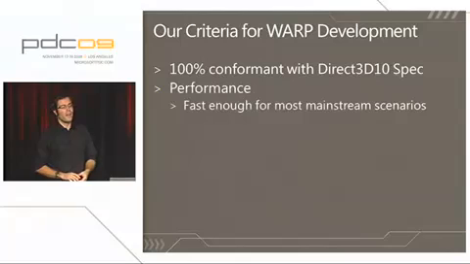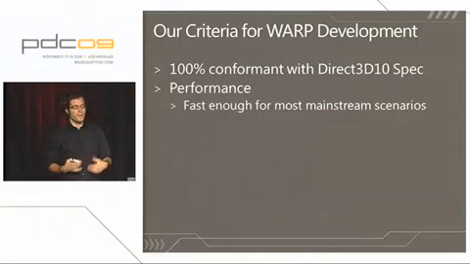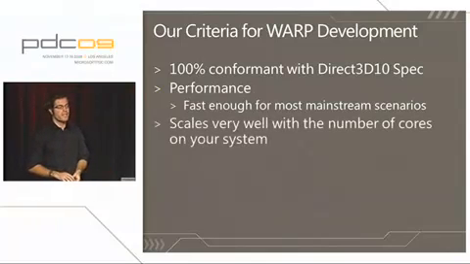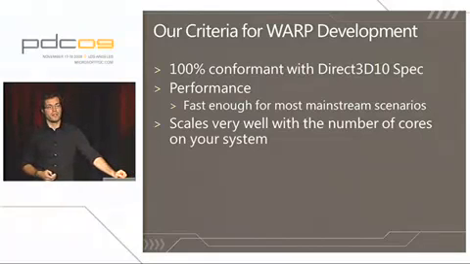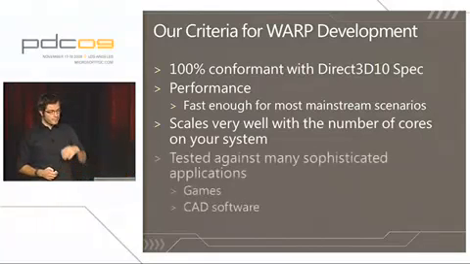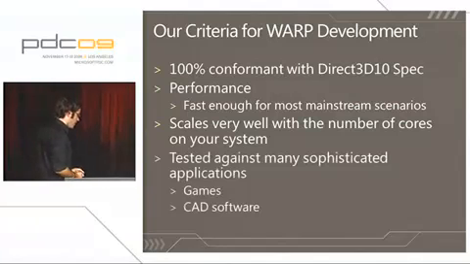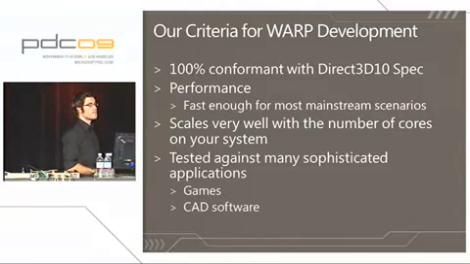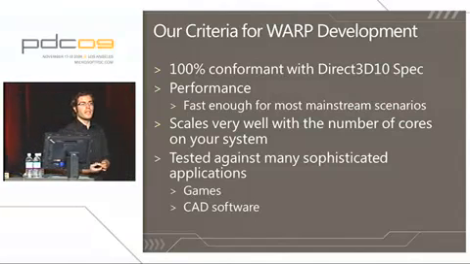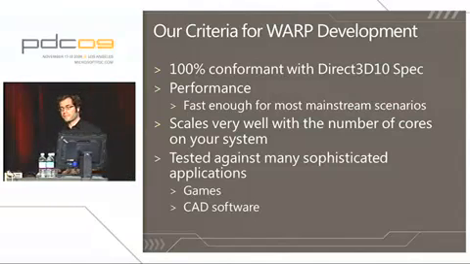The way that we tried to target fast was, we believe it's fast enough for most mainstream scenarios. The most important thing to note is that it scales really well with the number of cores in your system. So as you have more and more cores, you have a quad core, you have an 8-core, it will use those cores to the best of its ability in order to render really great high-quality scenes. An important thing to note about this is that we did a lot of testing against applications, particularly games and CAD software that were doing high-quality Direct3D in order to make sure that we met these goals.